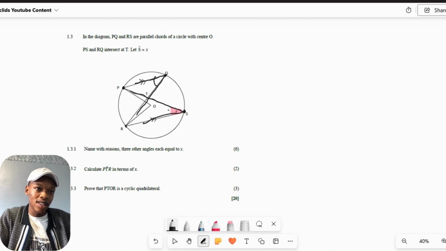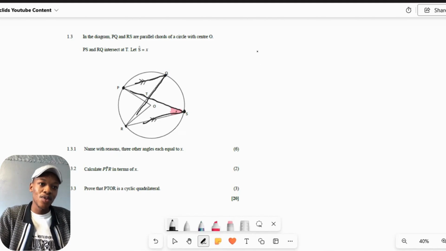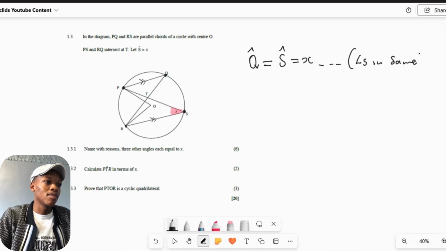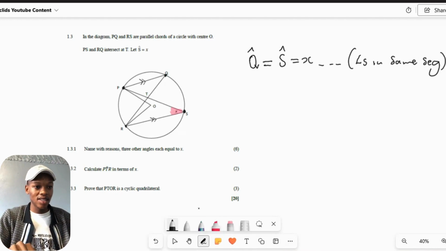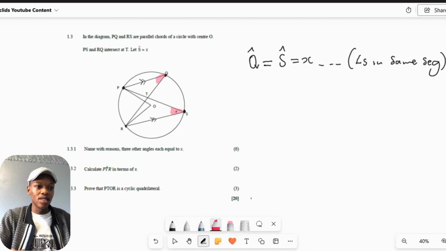Bow tie. This and that, which means angle Q, right? Let me keep it clean. Angle Q is equal to X. Or let's start by saying angle S, and they are equal to X. Why? Angles in same segment. Right, let's go and highlight. Q is equal to X now.